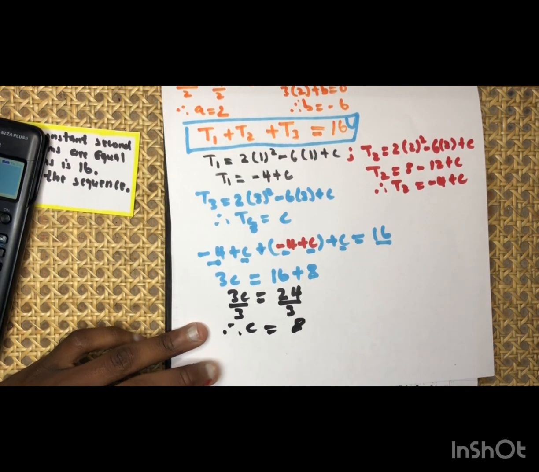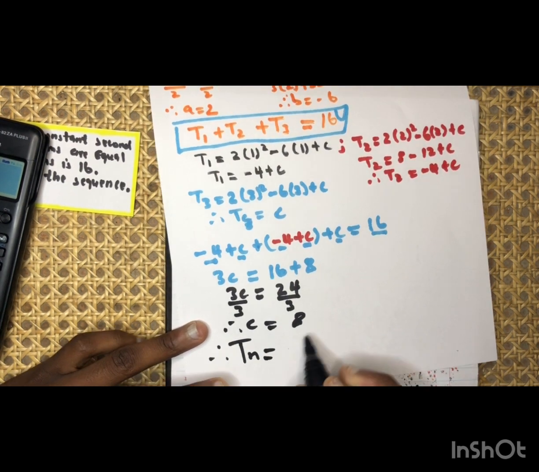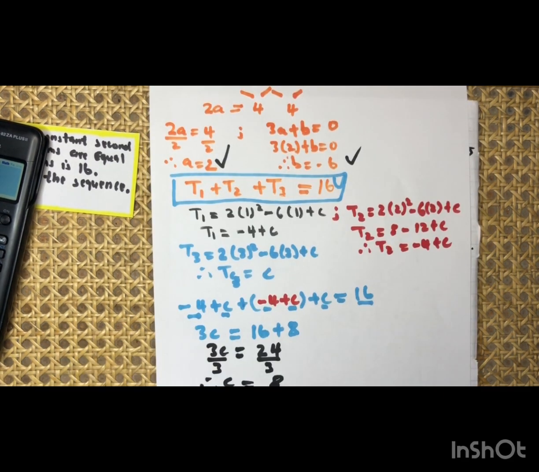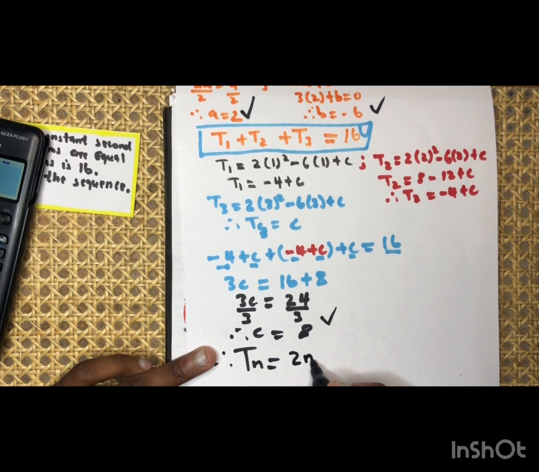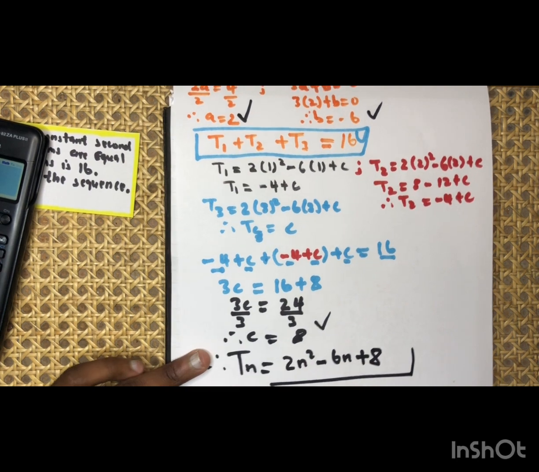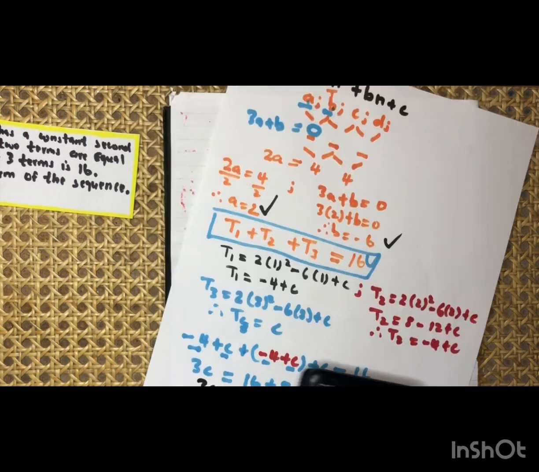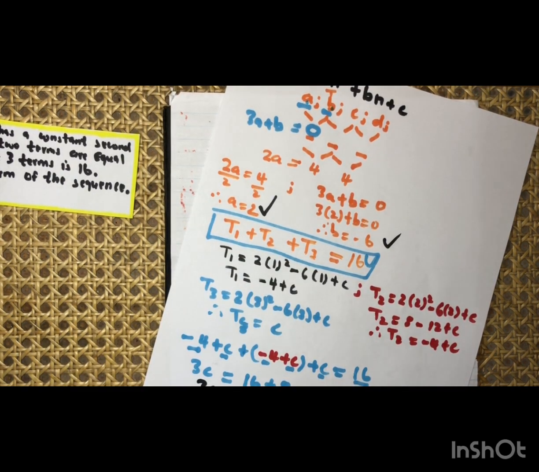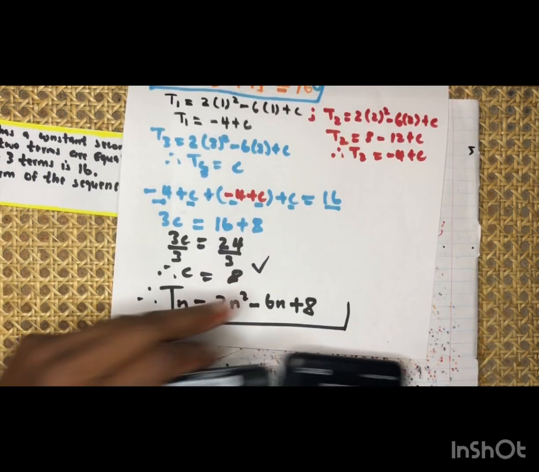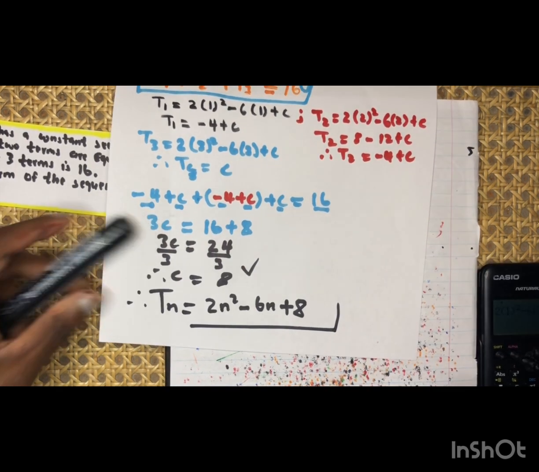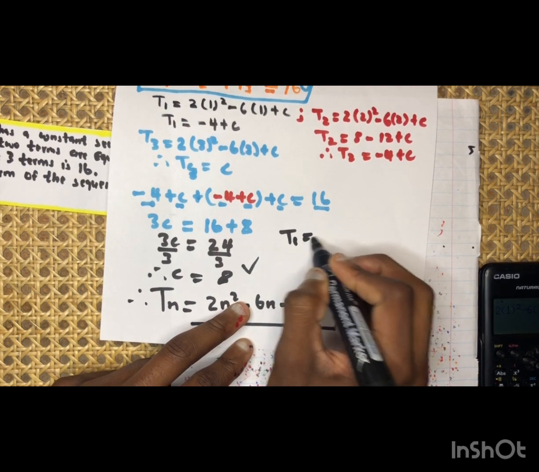Therefore, your C is what? It's 8. So therefore, your Tn, guys, is going to be, remember, you have your A, which is 2, you have your B, which is negative 6, now you have your C, which is 8. So Tn is 2n squared minus 6n plus 8. That's your general formula for this question. Remember, guys, they told you that T1 plus T2 plus T3 must give us 16. Let's say 2 into 1 squared minus 6 into 1 plus 8. What do we get? We get T1 as 4.